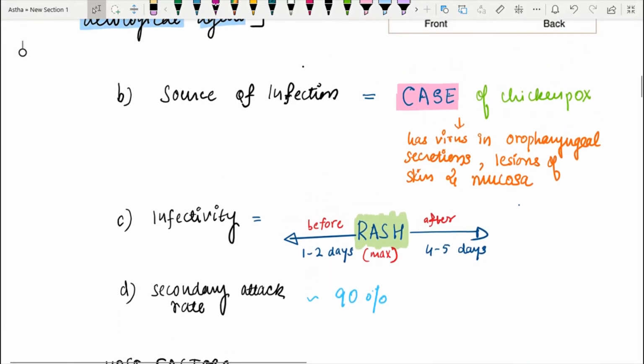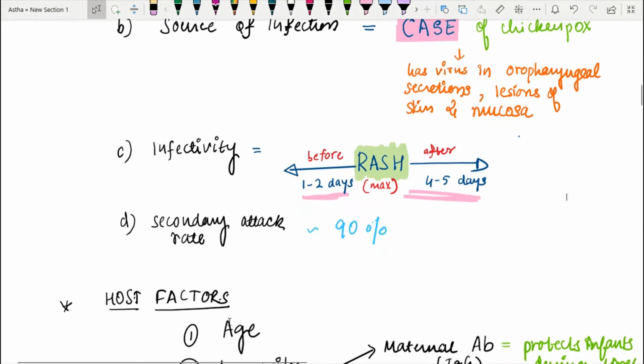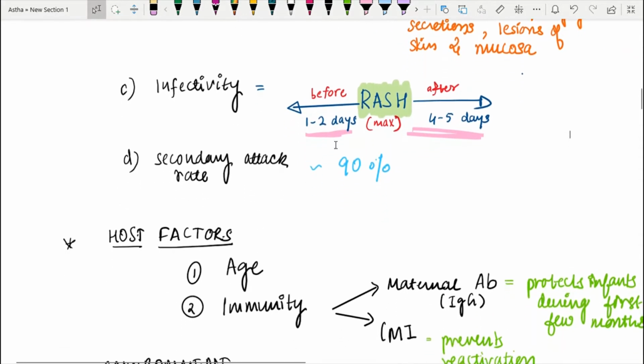Now, how long is that particular person who is the case infective? A rash develops in case of chickenpox, which we will be learning subsequently. So, 1 to 2 days before the rash and 4 to 5 days after the appearance of the rash, the person is infective, and maximum infectivity is seen at the onset of the rash. The secondary attack rate is around 90% because it is a highly contagious disease. That is why the secondary attack rate is very high.